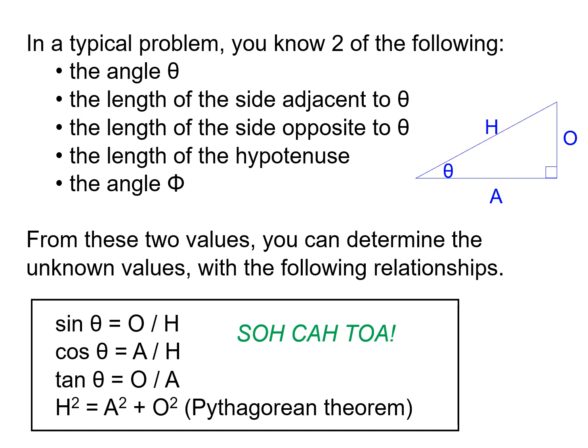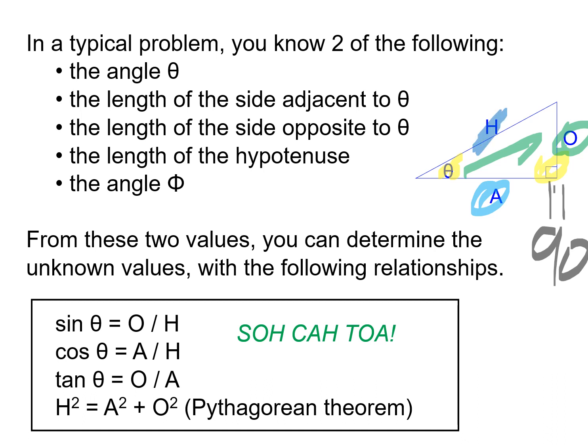So in a typical problem, you'll know two of the following. You'll know two angles, because this one is always equal to 90, since it's a right triangle. The length of the adjacent side to theta, the length of the opposite side to theta, or the length of our hypotenuse, or the angle beta, this one right here. If you know two of those, you can solve this entire triangle.